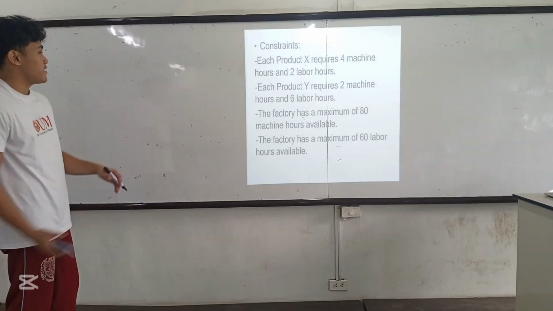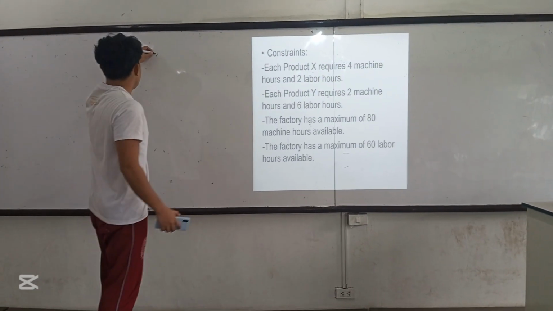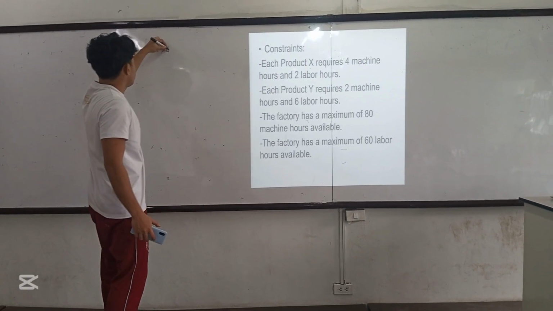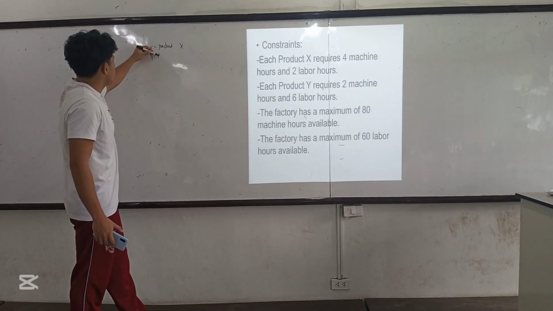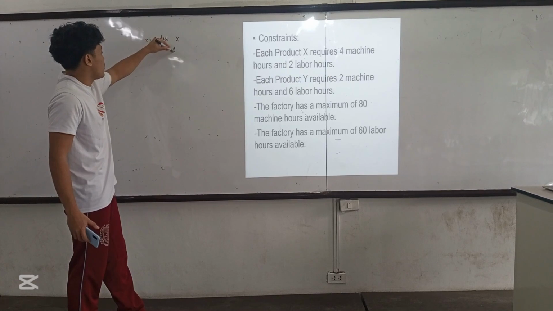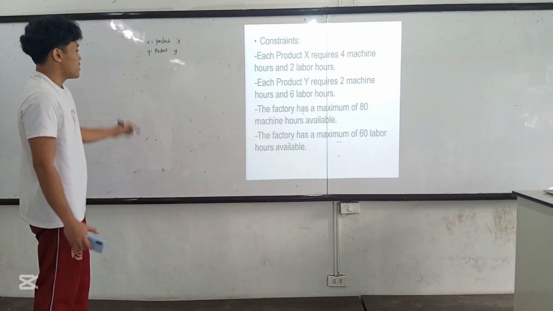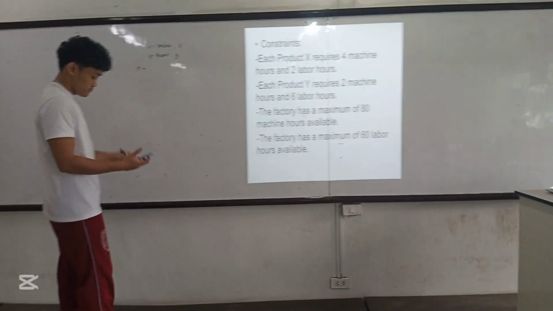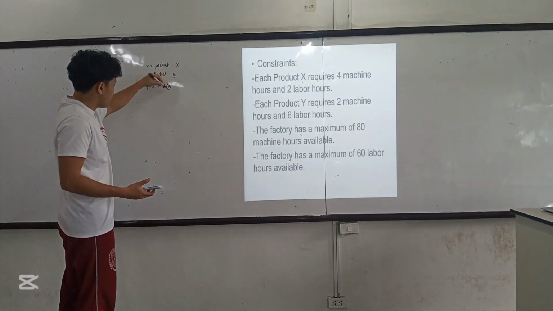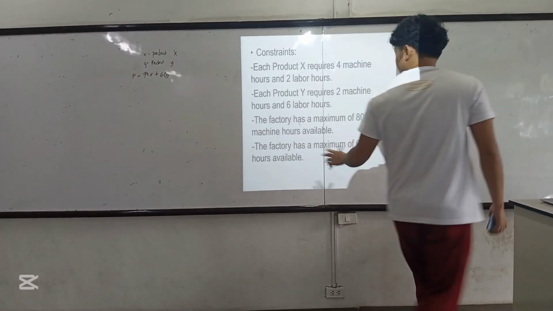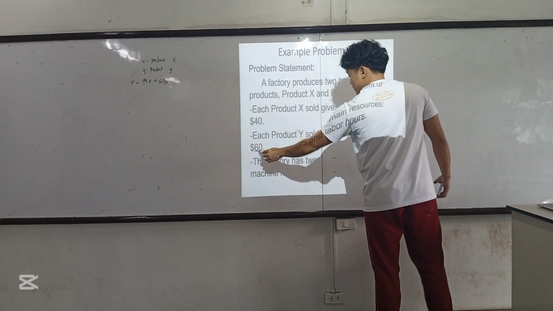So first we must find the decision variables. X is the product X, and Y is the product Y. Then we must write the objective function, so we must maximize the profit. Our profit is equal to 40x plus 60y.